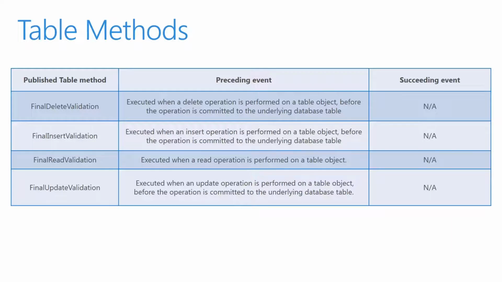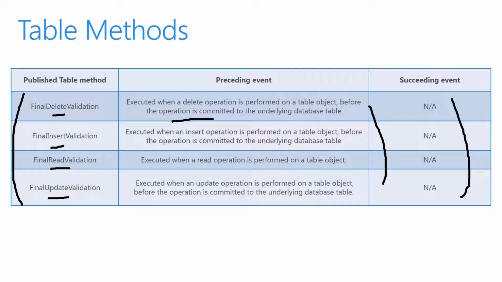Validation events capture and return results by using the DataEventArgs parameter. The display and edit method modifiers are supported on table extensions. So here we can see the published table methods of final delete validation, insert validation, final read validation, and final update validation. It'll be noticed that of course there is no succeeding event, but we do have our preceding event. So for instance, for our final delete validation, this is executed when a delete operation is performed on a table object before the operation is committed to the underlying table database.